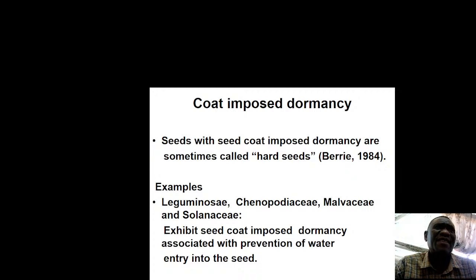Now, seeds with seed coat imposed dormancy are sometimes called hard seeds. And we have got examples in these plant families: Leguminosae, Chenopodiaceae, Malvaceae, and Solanaceae. They exhibit seed coat imposed dormancy, which is associated with prevention of water entry into the seed.